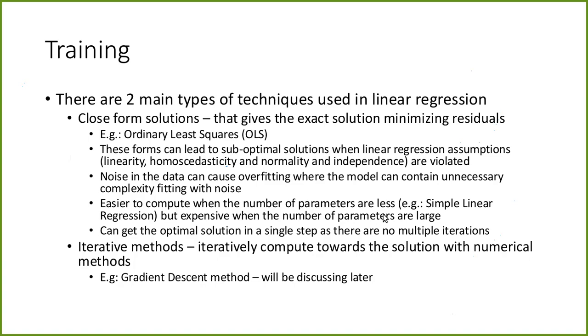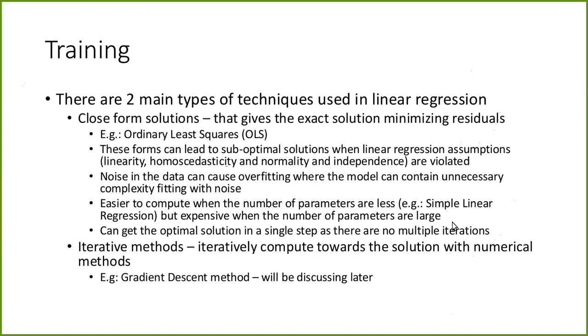But the advantage is that when you have a lesser number of parameters, like 2-3 parameters, then you can simply use, for example for simple linear regression, this ordinary least square technique and calculate the values for m and c, right? For simple linear regression it is very fast, right?